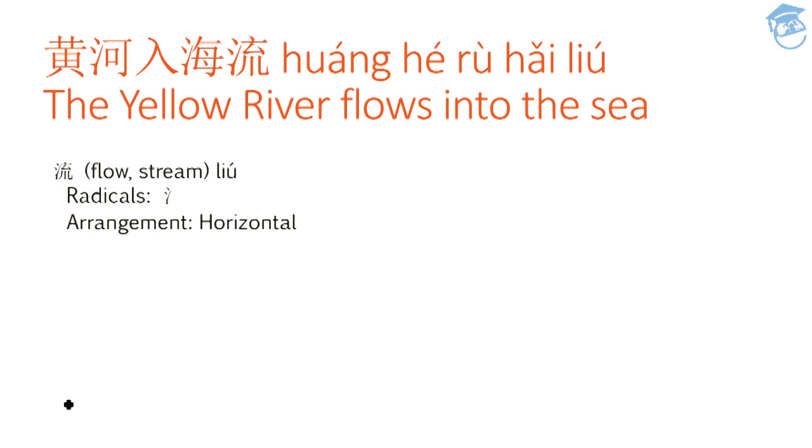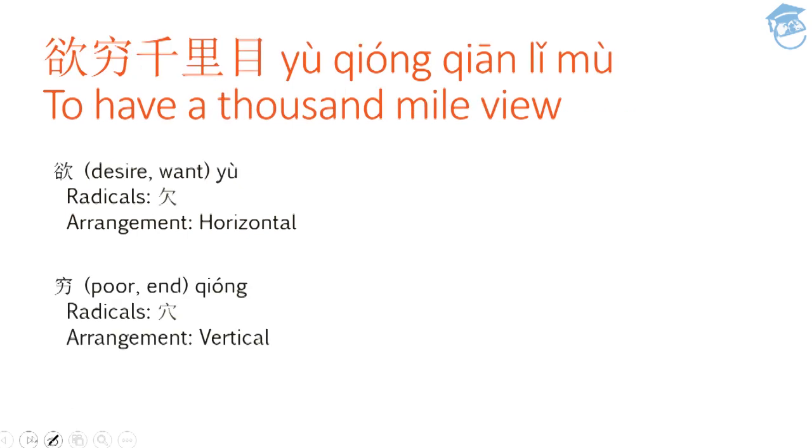Let's look at the verse itself. So, 黄河 is Yellow River, should be intuitive enough. 入海流 is like into the sea flows. So, in other words, it just means the Yellow River flows into the sea. Okay, this one is relatively easy, alright? The next verse, the third verse, 欲穷千里目, it means to have a 1,000-mile view. Okay, there are only two new words here.